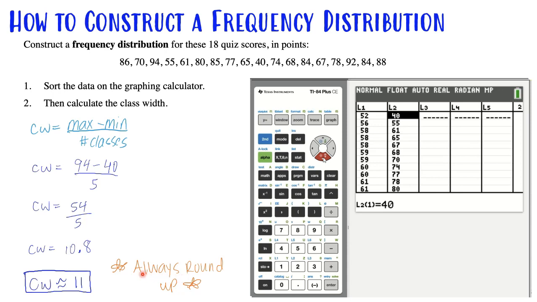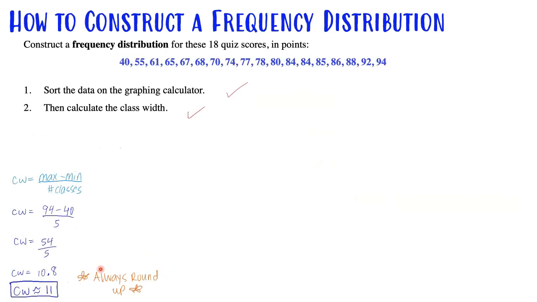And if you remember that, almost always you will be able to produce a frequency distribution with no mistakes. So our class width here will be 11. And now let's proceed to the next step.